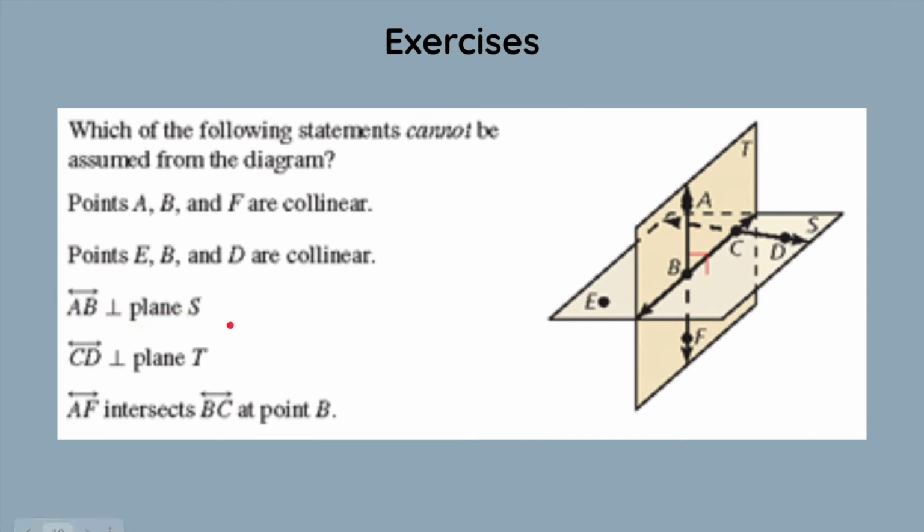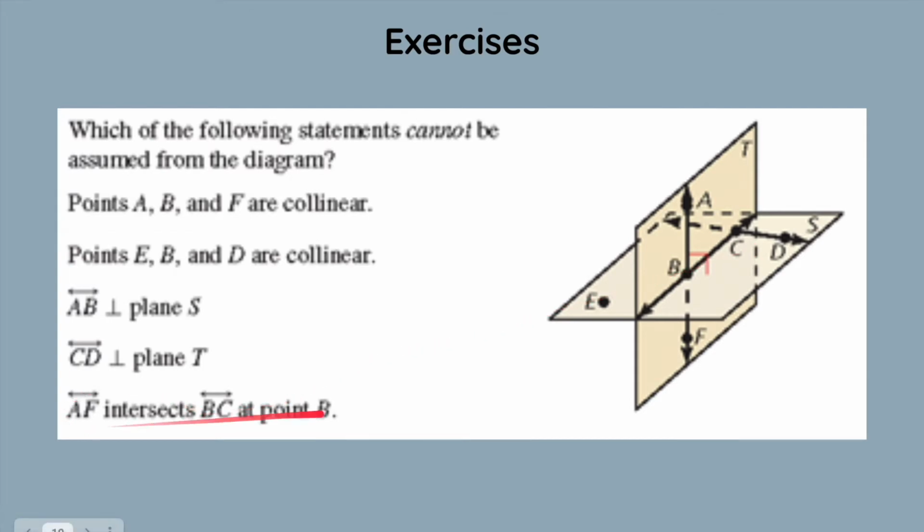For number 3, line AB is perpendicular to plane S. This is true because if we look at line AB and plane S, we can see that there's a 90-degree angle that is formed from this line to this plane. Number 4, line CD is perpendicular to plane T. This is not true because if we look at line CD and plane T, we need this 90-degree mark, but since we don't have it here, we cannot assume that.